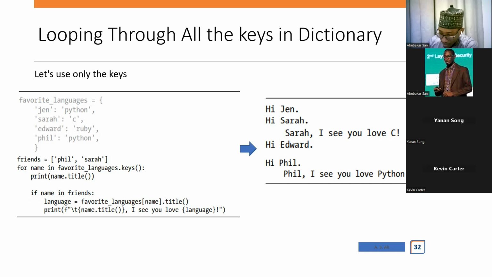So this first part will print some things for us, but this second part will print this for Phil and for Sarah. Okay, Sarah will come first. It will say, hi Sarah, I see you love C. Okay, Phil also. Phil, I see you love Python, because the language for Phil is Python.